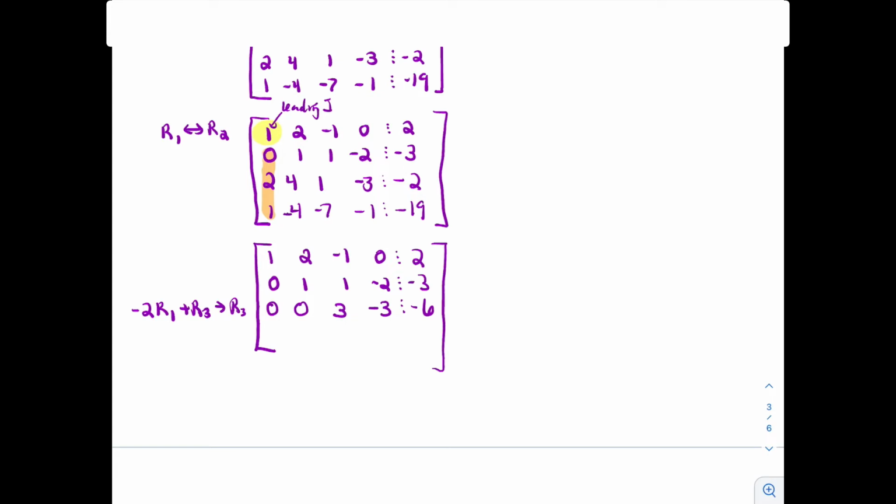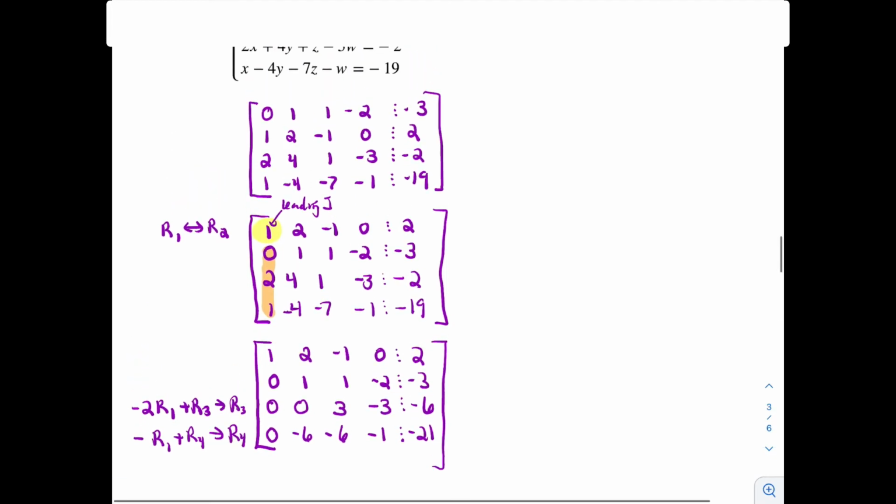I also need a 0 in the first entry of my last row. So I'm going to do the same thing again, but this time I'm going to multiply row 1 by negative 1 and add it to row 4 to get my new row 4. I have now completed my first column. I have a leading 1 followed by all zeros in that column.